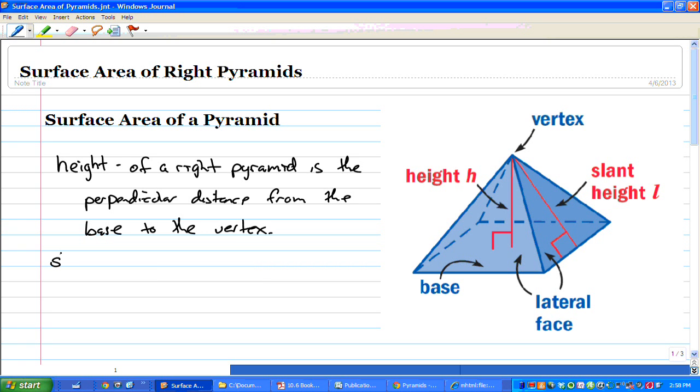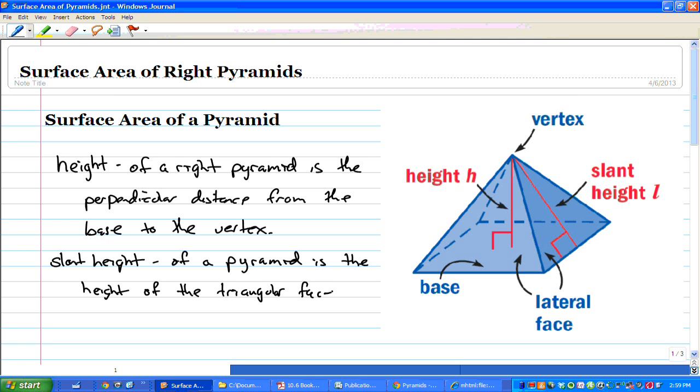The next thing that I want to go over is slant height. When you have a pyramid, for us, we're going to have the base, it's a square, or the base could be a rectangle. The base can be any polygon though. The sides will always be triangles. So the slant height of a pyramid, and this goes for any pyramid, is the height of the triangular faces. These are also called the lateral faces, as you see right here.